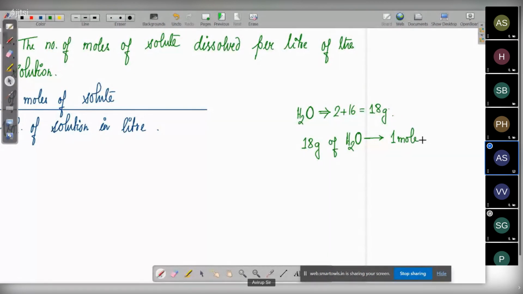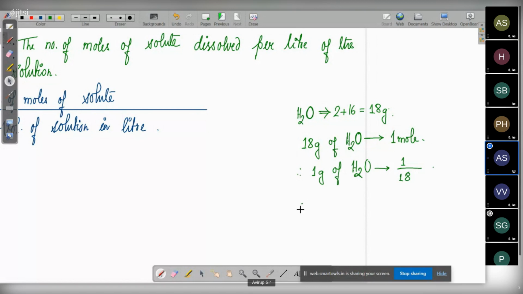Now, in laboratories or anywhere, we are not always going to do the experiment with 1 mole only. We are not always going to use 18 grams of water. We might take more than 18 gram, or even less than 18 gram. Then how do we quantify it? Just do the unitary method. 18 gram is equal to 1 mole. So therefore, 1 gram of water will be equal to 1 by 18.